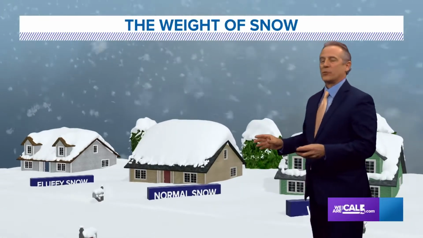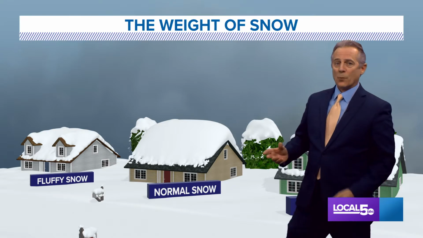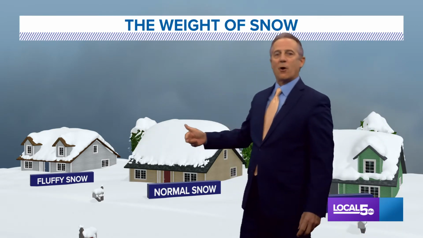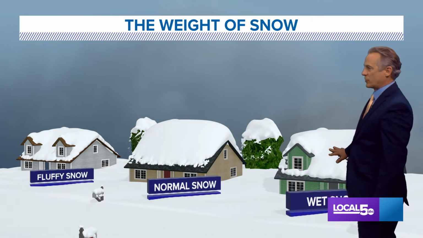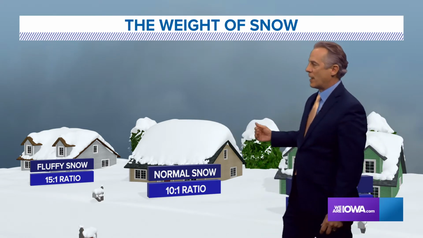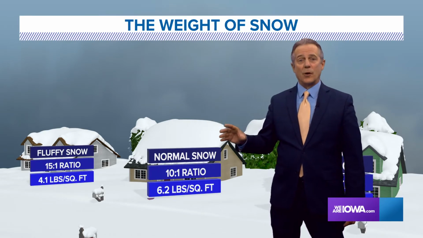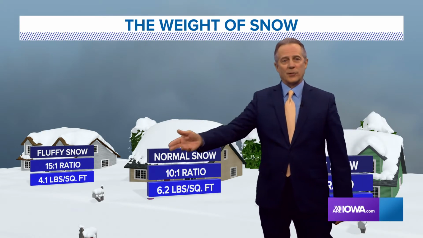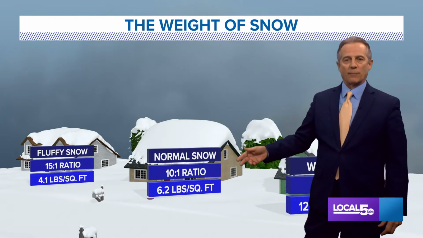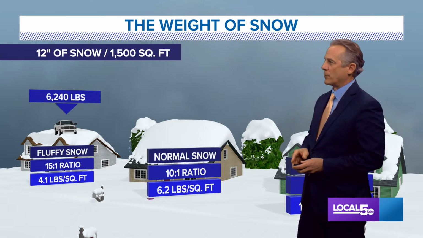Now, the weight of the snow obviously is impacted by the snow ratios as well. We've got here 3 examples: fluffy snow, normal snow, and then your wet snow here on the right. So the ratios again, 15, 10, and 5-to-1. It definitely affects how much the weight is on your rooftop out there. And you can see it's 4 pounds, 6 pounds per square foot. And most roofs can hold about 20 pounds of pressure per square foot.